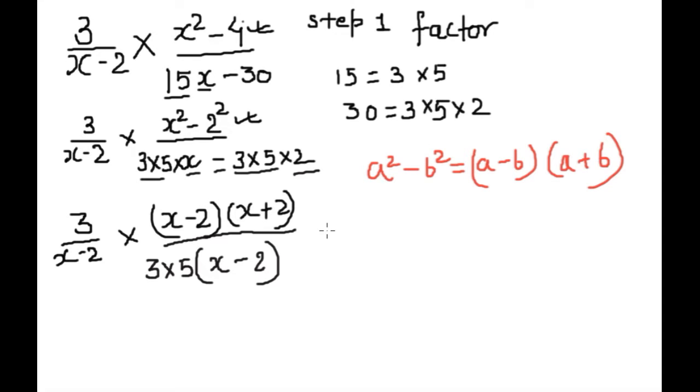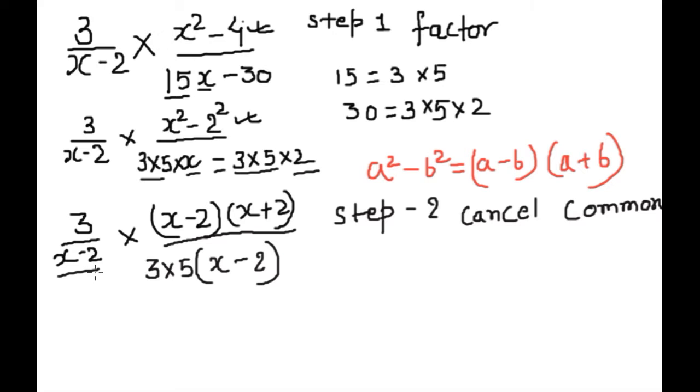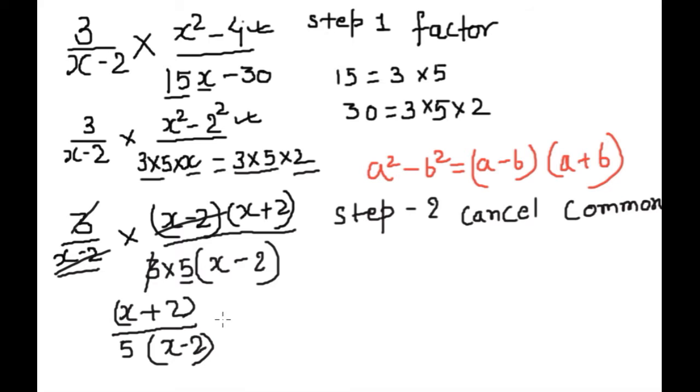Now the second step is cancel. Step 2, cancel the common product. Here we can see x minus 2 and x minus 2 is common. Cancel this. Cancel this 3. So remaining is x plus 2 by this 5, x minus 2. This is our solution.